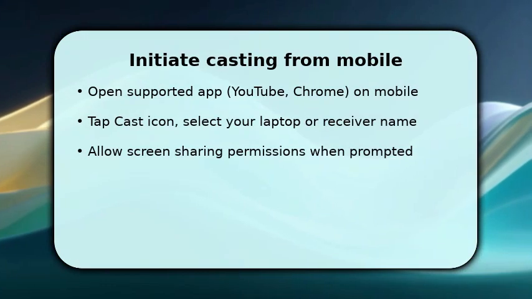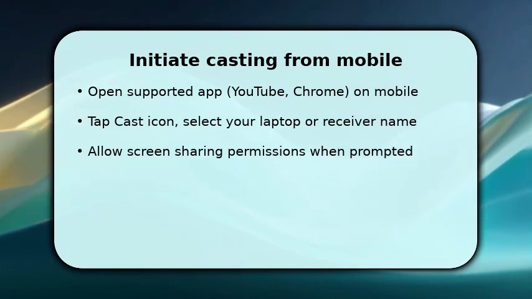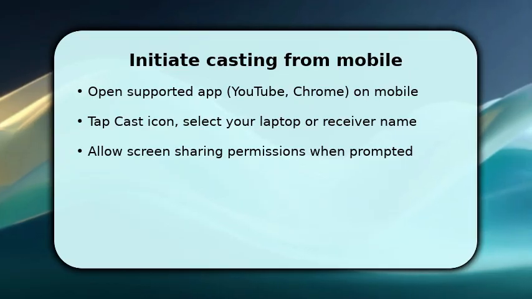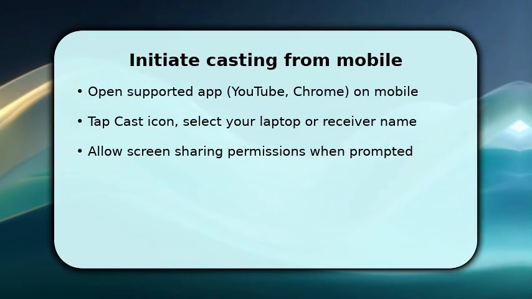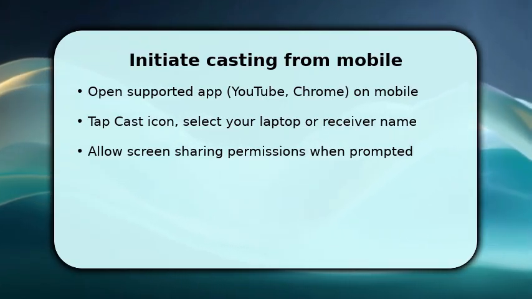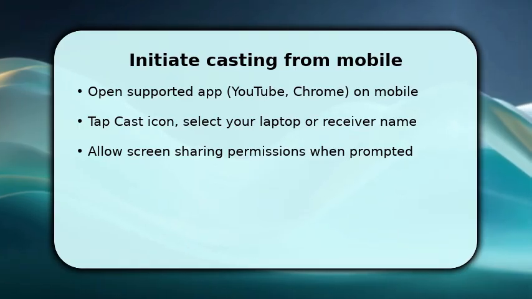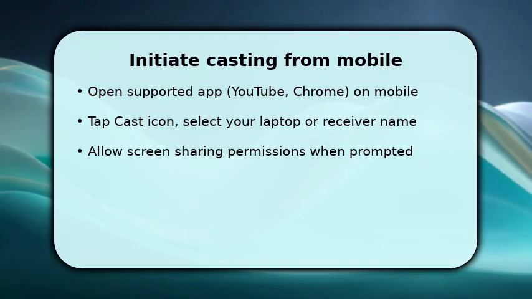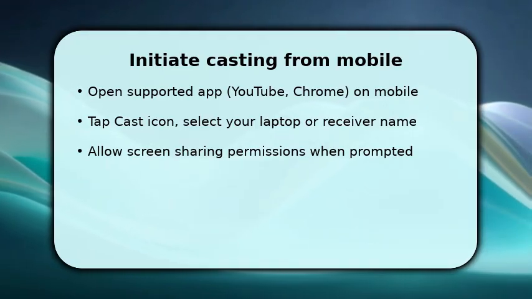You now open a casting-capable app, Chrome or a streaming app like YouTube, then tap the cast icon to list available devices. If your laptop appears, select it. If not, choose the Chromecast device connected to the laptop or run the laptop receiver app first, because the laptop often acts as a receiver.